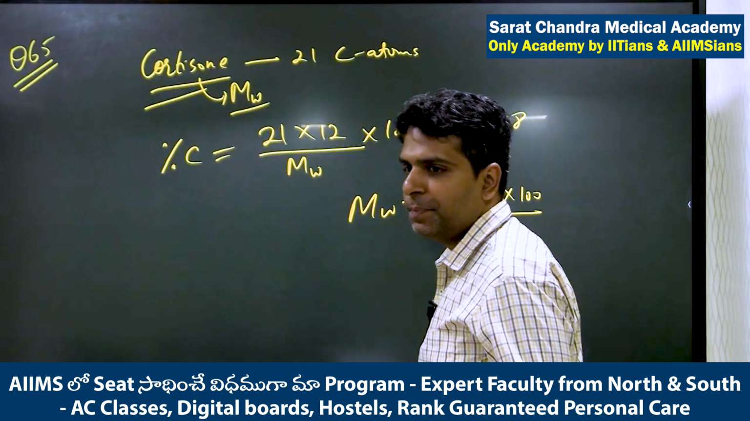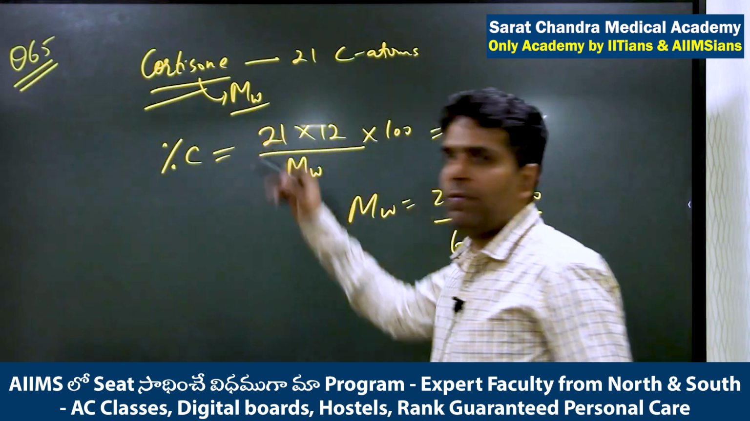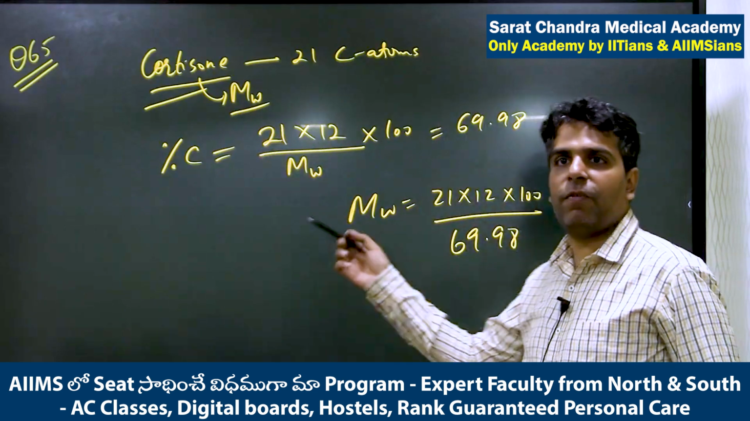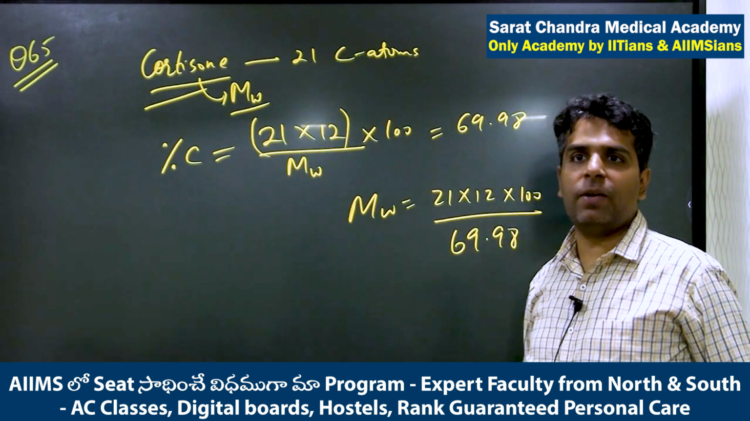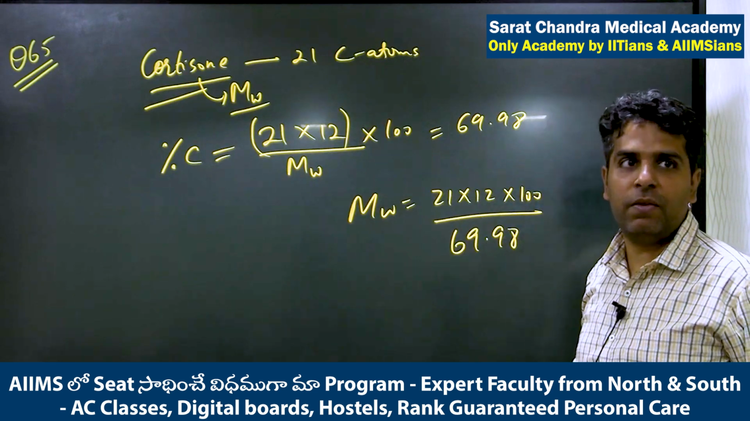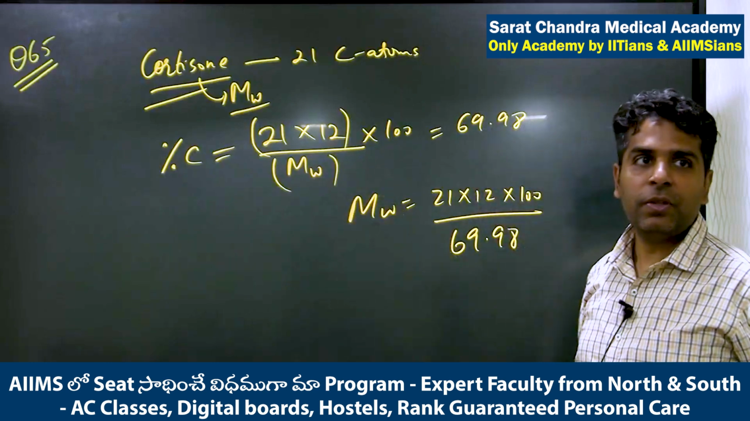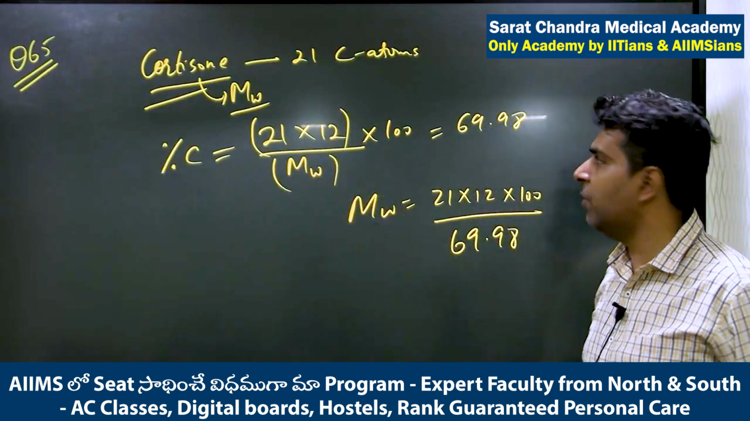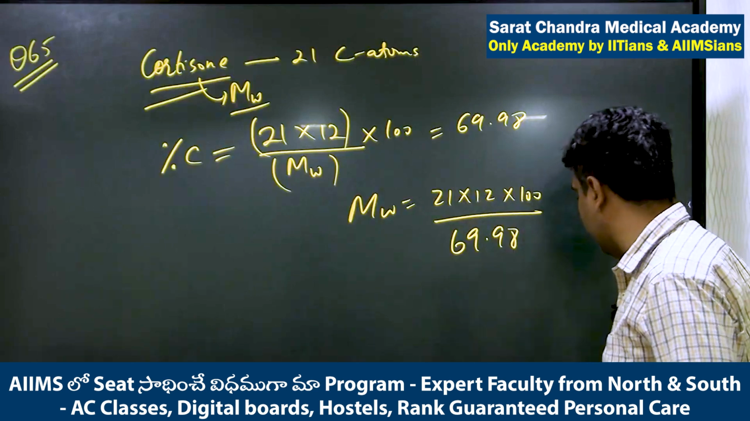Find out. So molecular weight we have to find out. So percentage, what is the formula? Mass of carbon, there are 21 carbon atoms, mass of one carbon atom is 12, divided by total mass of the molecule, that is molecular weight that we have to find out, into 100. Percentage of carbon is given, molecular weight you have to find out.